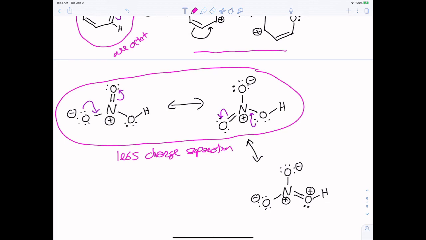All of them are octet. We would have checked that first. So all three are all octets, and then I go to charge separation. So do some practice problems. If you have questions, please make sure you let me know. And then when we meet for our live session, we can go over some of those questions.